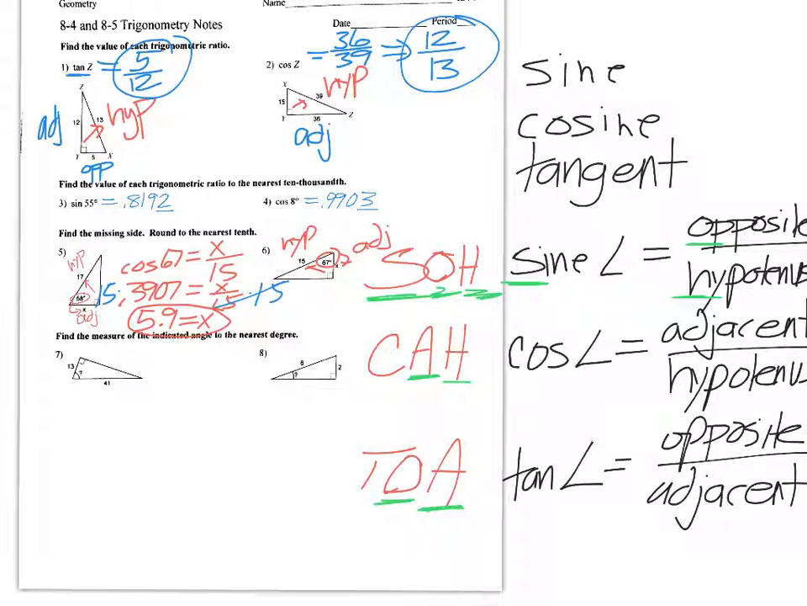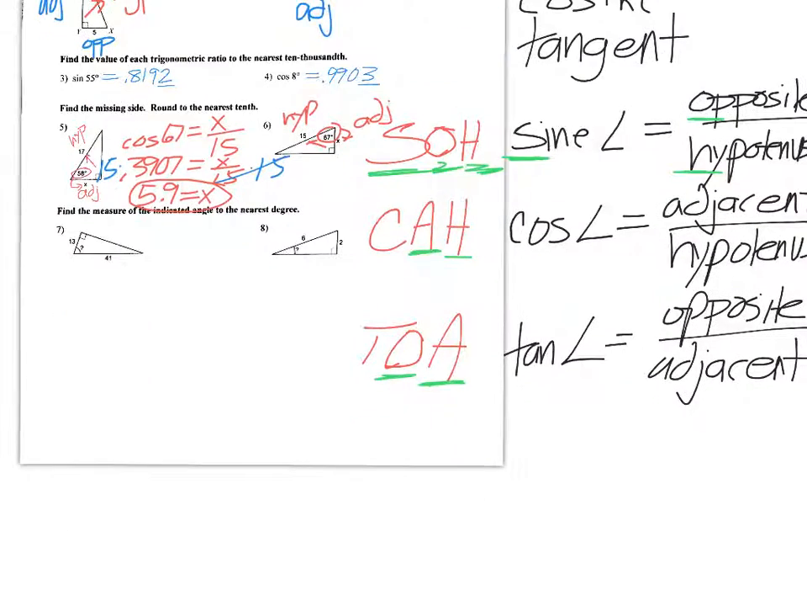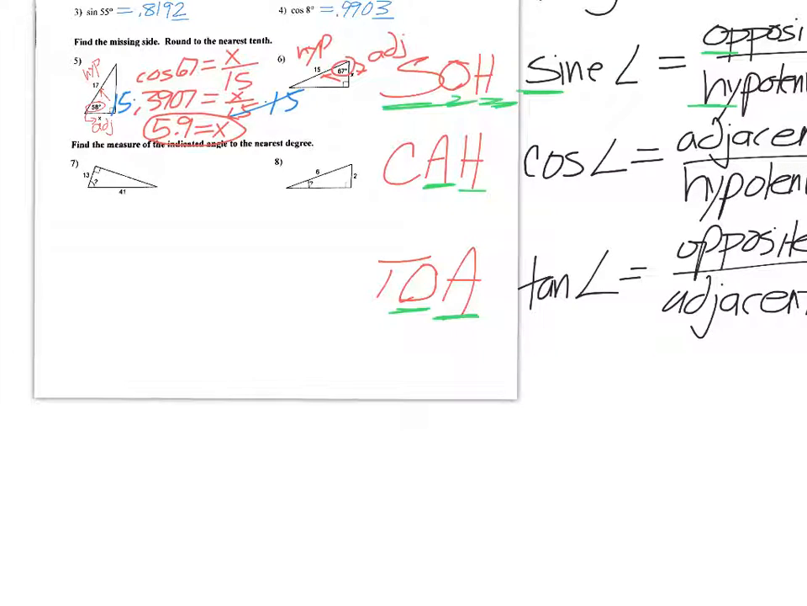Okay, now let's do these last ones. It says find the measure of the indicated angle to the nearest degree. Okay, so we're going to do something very, very similar. The difference is we're trying to find the angle. So pay real close attention here.